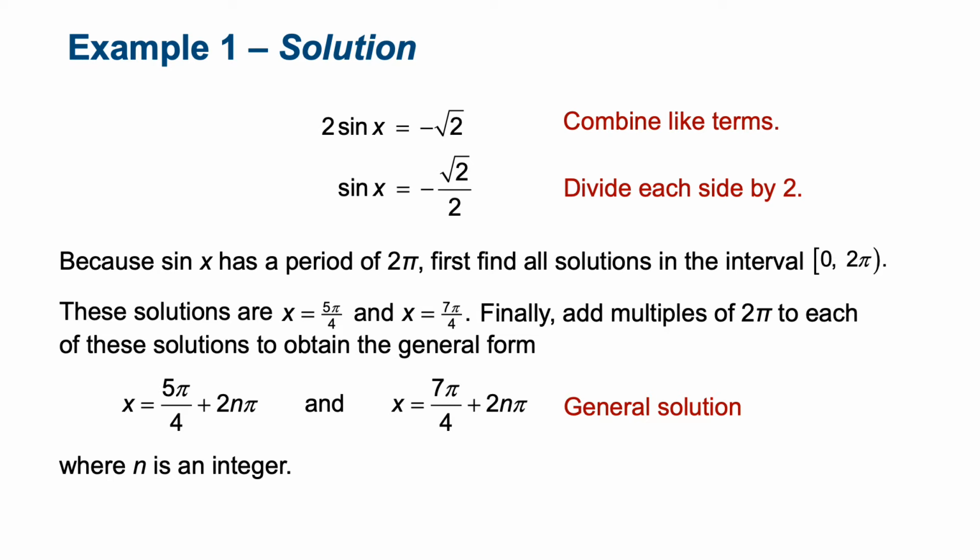Okay, and then finally, to account for all the coterminal angles, all the repeated angles, we would just add 2n pi to it. So your solution would be x is equal to 5 pi over 4 plus 2n pi, and then x is equal to 7 pi over 4 plus 2n pi.